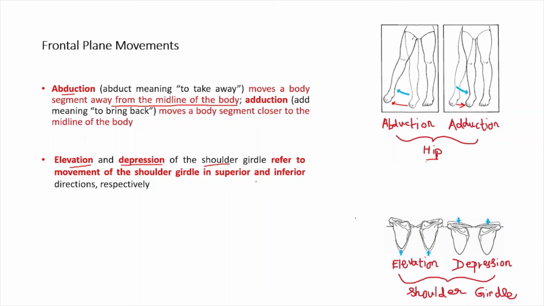So when you move the shoulder girdle in the superior position, that is, if you move the shoulder girdle upwards, you perform elevation, and if you move the shoulder girdle in the inferior direction, like if you move the shoulder girdle downwards in the frontal plane, you perform depression. Now this elevation and depression together take place only at the shoulder girdle in the frontal plane.